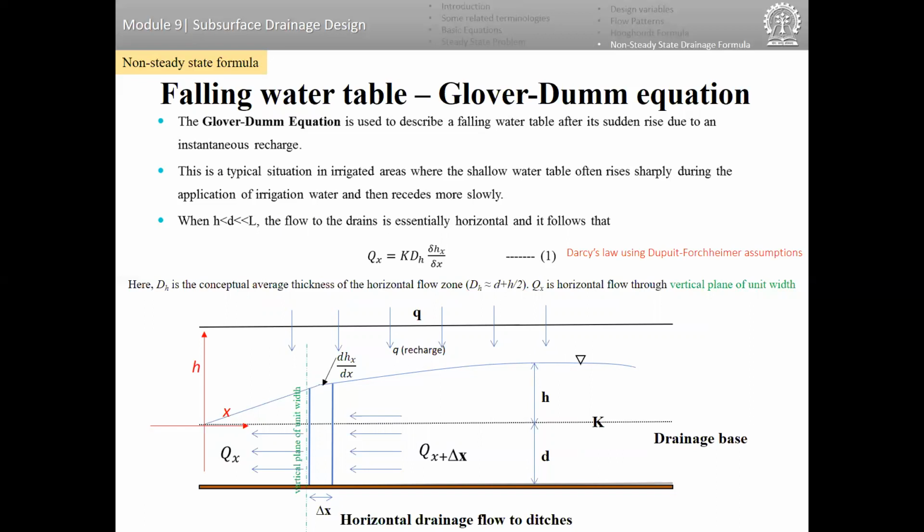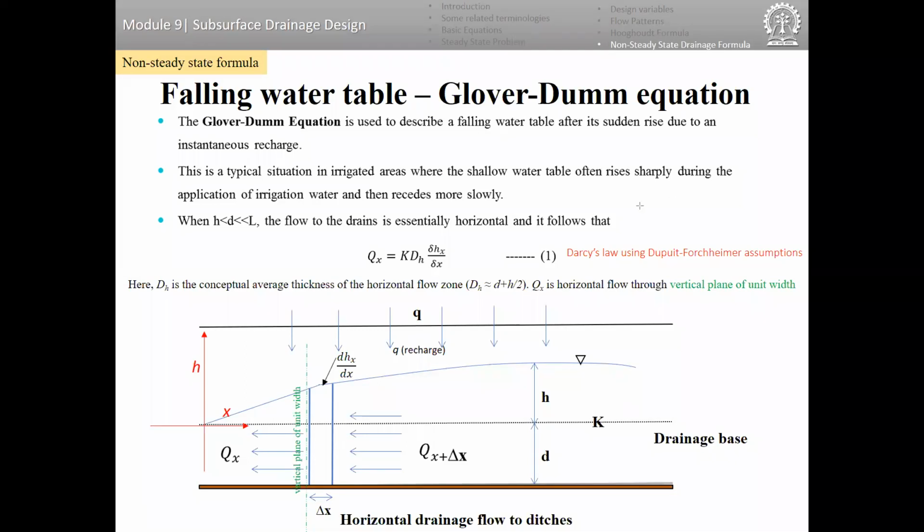Okay, so in this approach we can use the approach given by Glover-Dunn to solve the falling water table. In this approach we are actually going to model the non-steady behavior. This Glover-Dunn equation is used to describe the falling water table after its sudden rise due to instantaneous recharge.